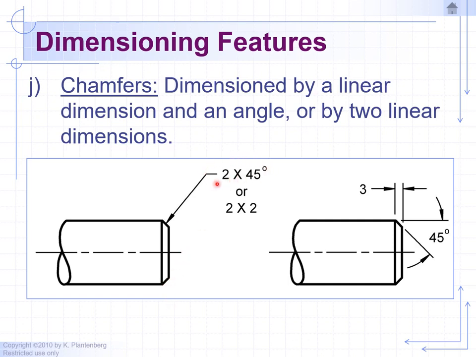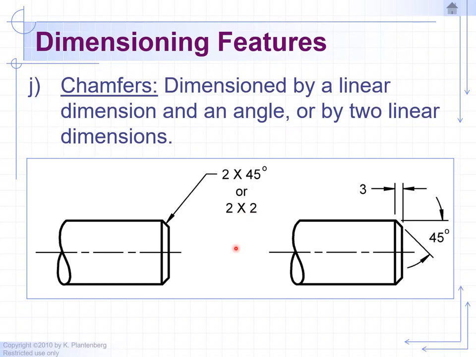So that's one way of calling it out, 2 by 45, or you'll get the same result if you call it out as 2 by 2. So from this imaginary intersection point to here is 2 units, back to the intersection point to this point is also 2 units. So you can call it out either way. Either you can say 2 by 45 degree chamfer or 2 by 2. You end up with the same result. I want you to note that there's a space, 2 space by space 45 degrees. Or again, you can use 2 space by space 2 units.